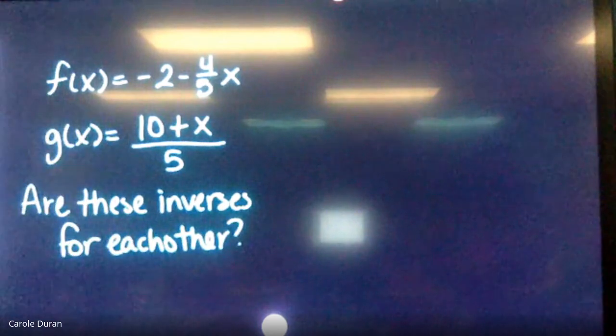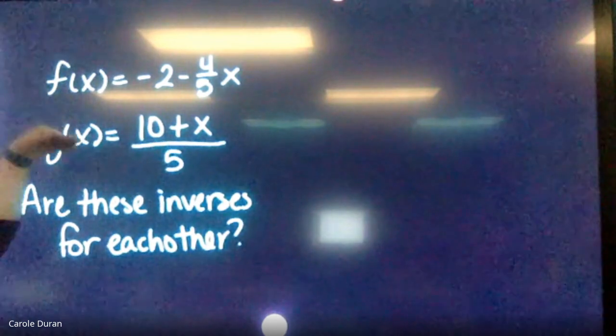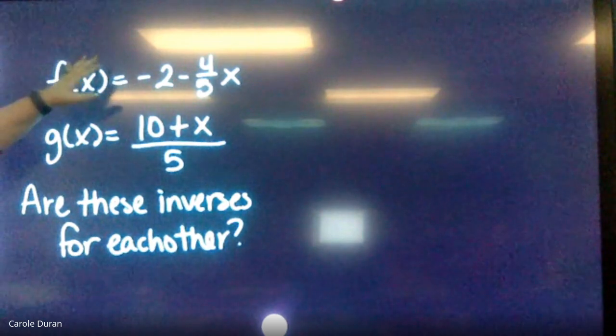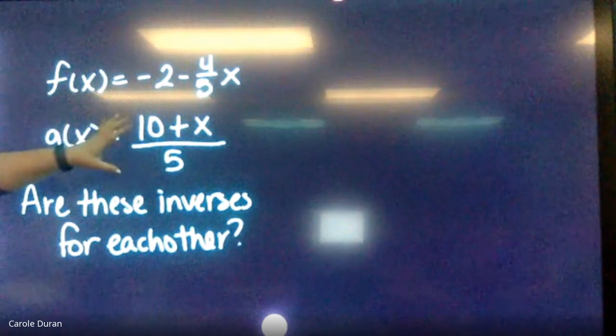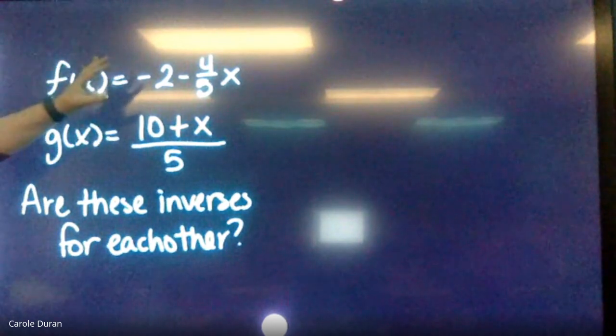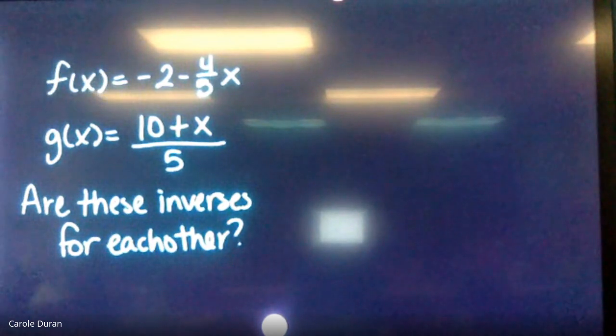Say that again. So when we take the inverse of either one of these, the answer is the other function. So if I take the inverse of f, whatever answer I get should be g if they're inverses of each other. If I take the inverse of g and I get the answer that is f, then they are inverses of each other. You need to check both ways. It has to work both ways for this to work.